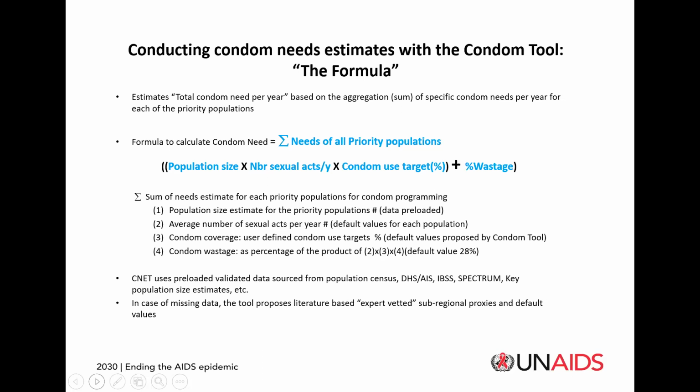What the tool does, for those countries for which we have the data, and that is approximately 75 countries across the world, is provide preloaded data that are needed to do this estimate. So the tool, based on this formula and the preloaded data coming from validated data sources, will immediately conduct a standard estimate for your country based on the standard population, standard formula, etc.